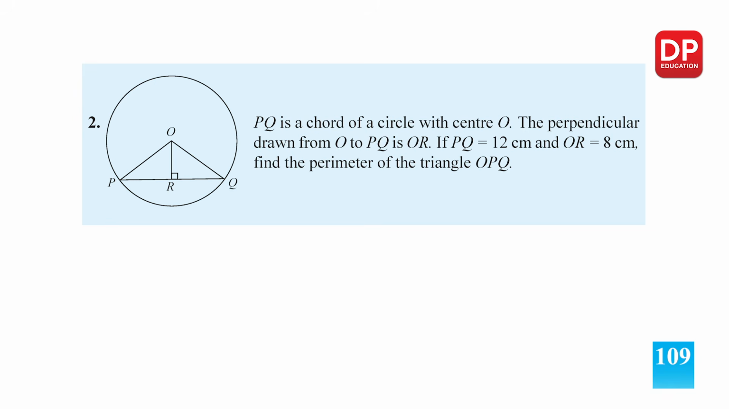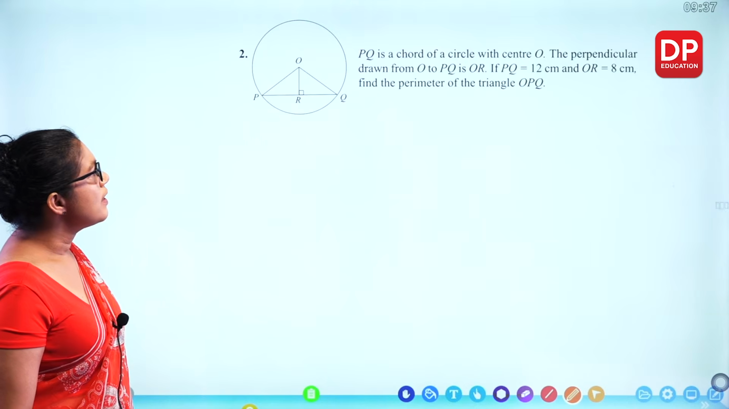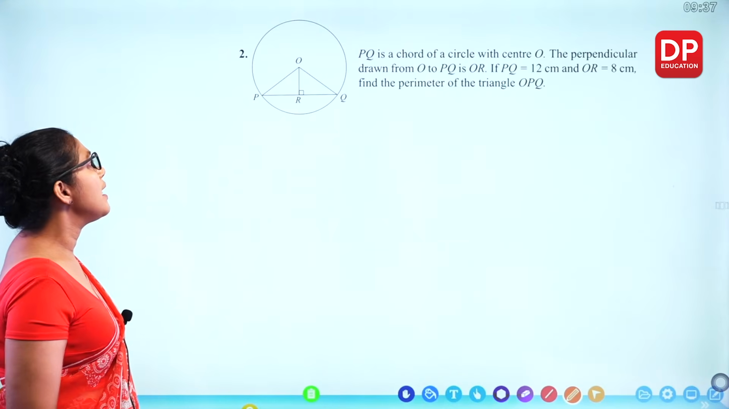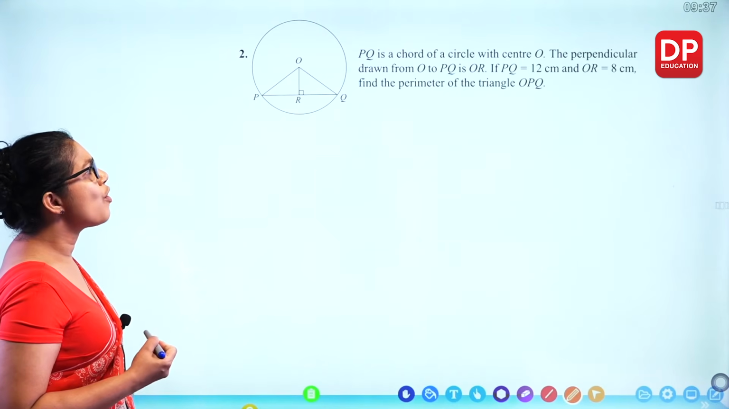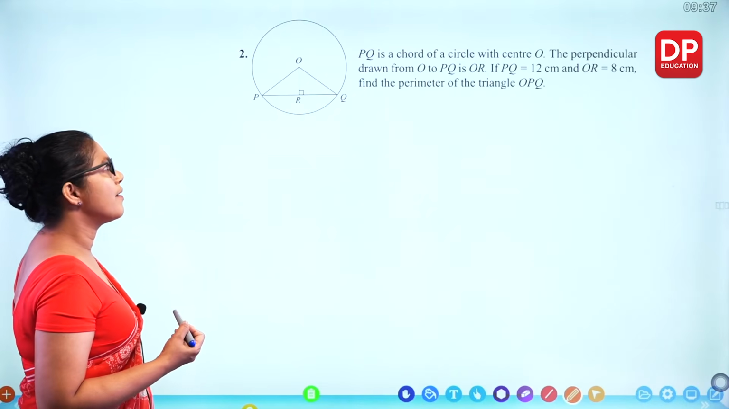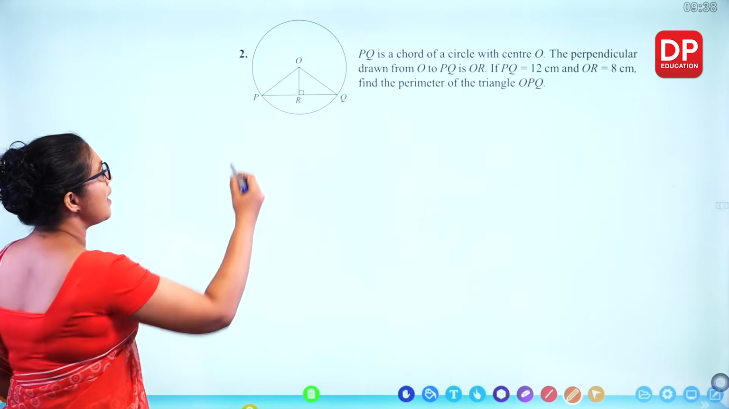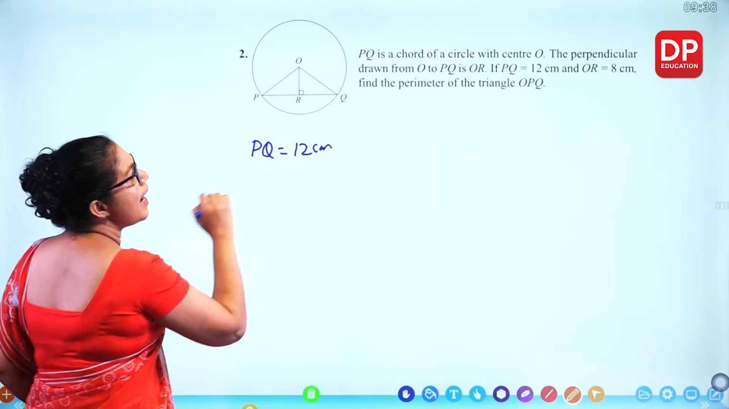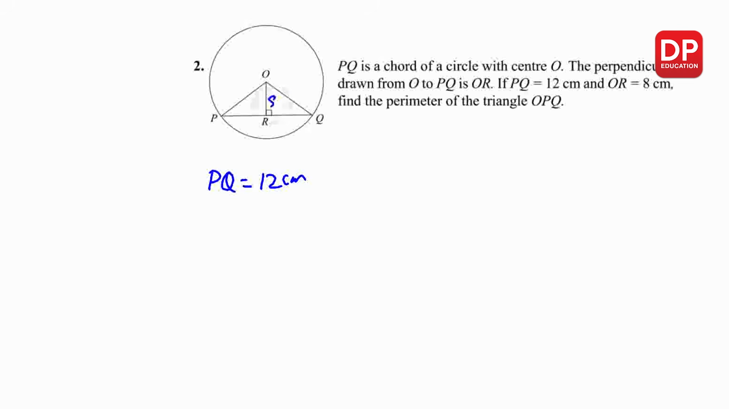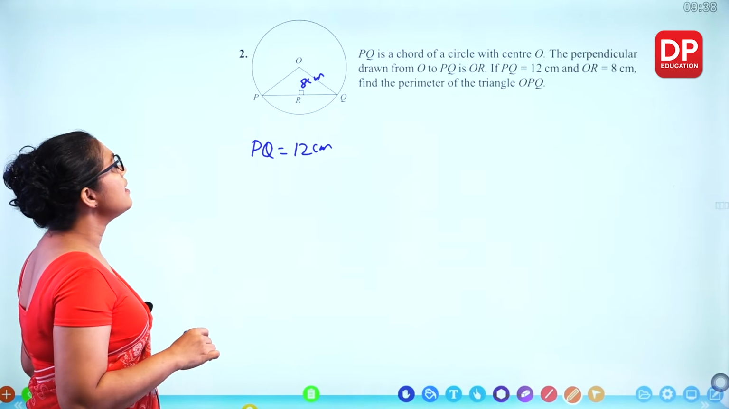Now we'll look at question number 2. So in this question it's given PQ is a chord and center O and the perpendicular drawn from O to PQ is OR. PQ is 12. So this is given PQ is 12. And OR is 8 centimeters. Find the perimeter of the triangle OPQ.